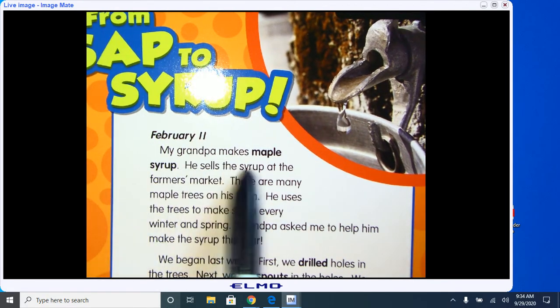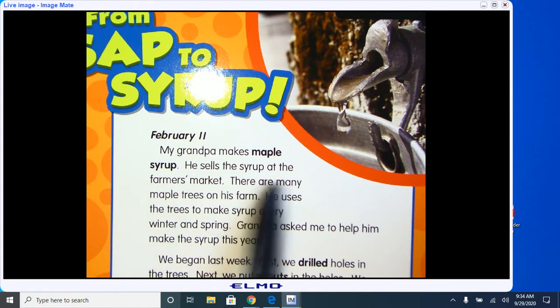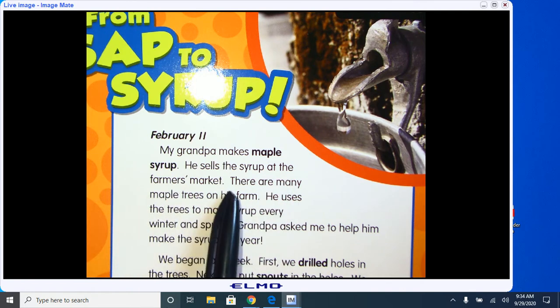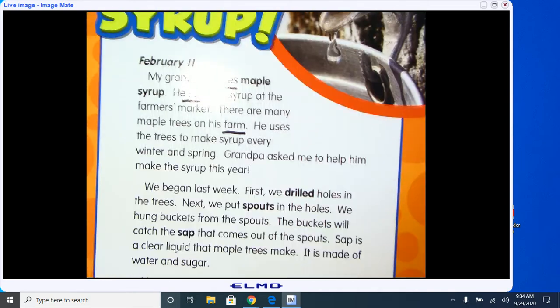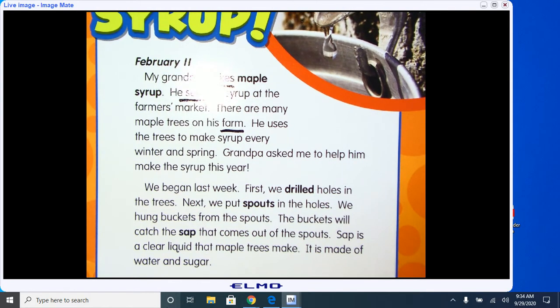My grandpa makes maple syrup. He sells the syrup at the farmer's market. There are many maple trees on his farm. So if he's making the syrup and he's selling the syrup and he has a farm, I'm thinking that this is probably what he does for a living. This is his livelihood. He uses the trees to make syrup every winter and spring. Grandpa asked me to help him make the syrup this year. All right. Now I think he's going to tell us how to do it.